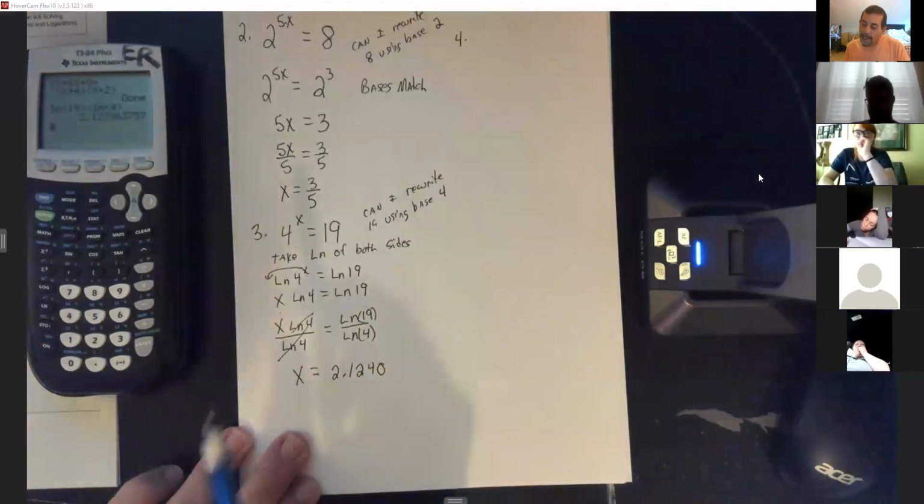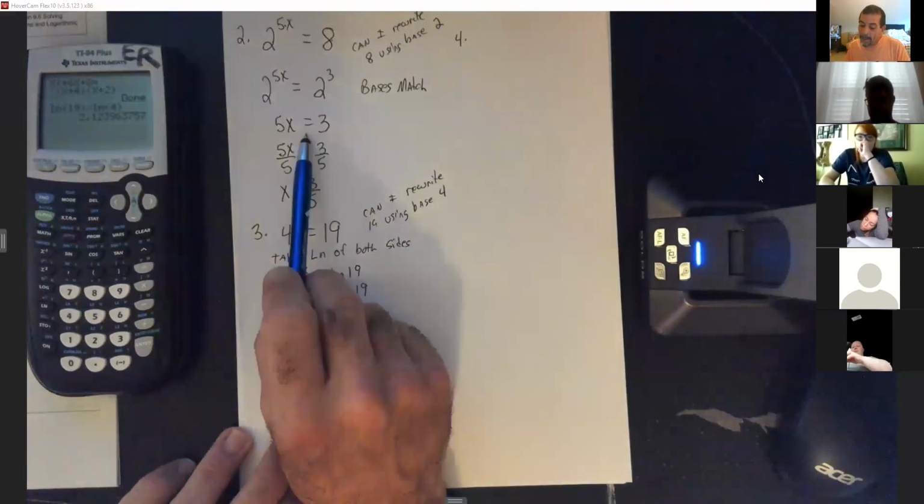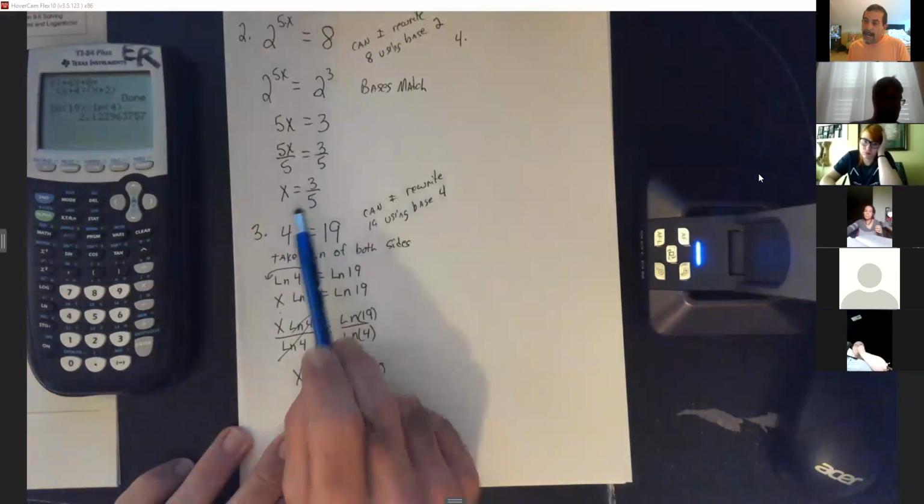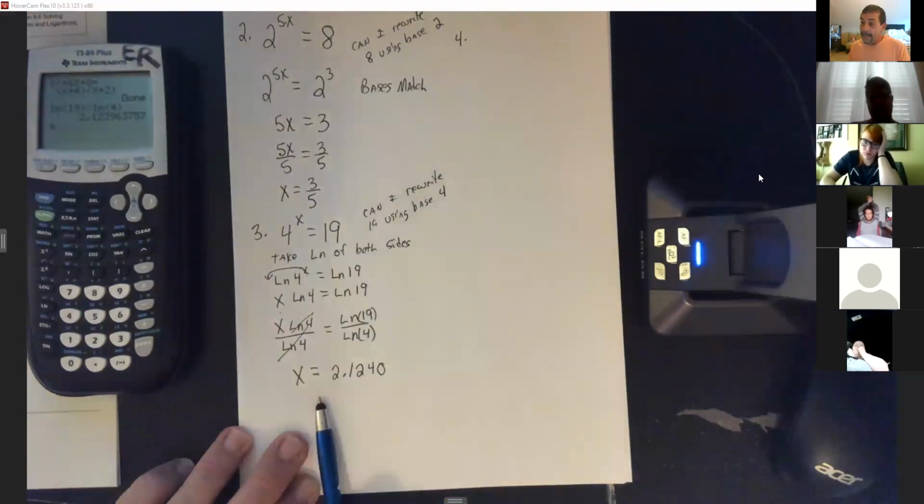Check this out. When you can rewrite them, you're going to get nice answers. Might be a fraction, but it won't be too bad. When you cannot rewrite them, you're going to get a nice decimal answer, okay?